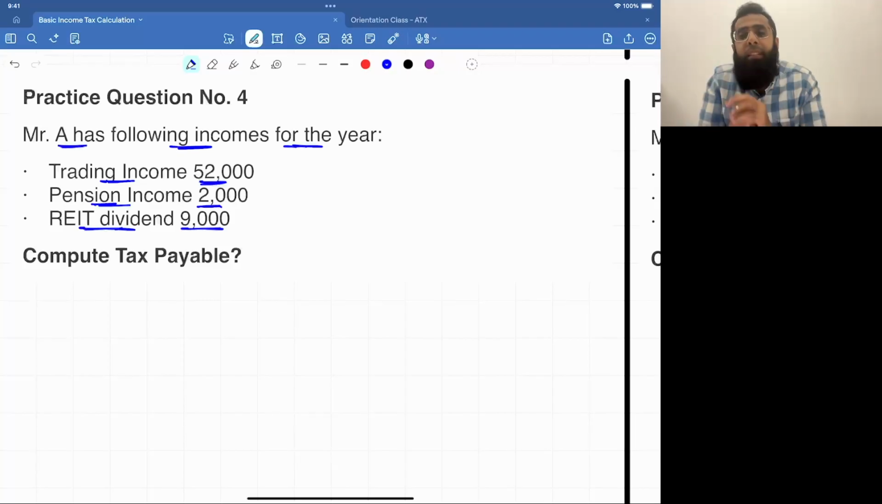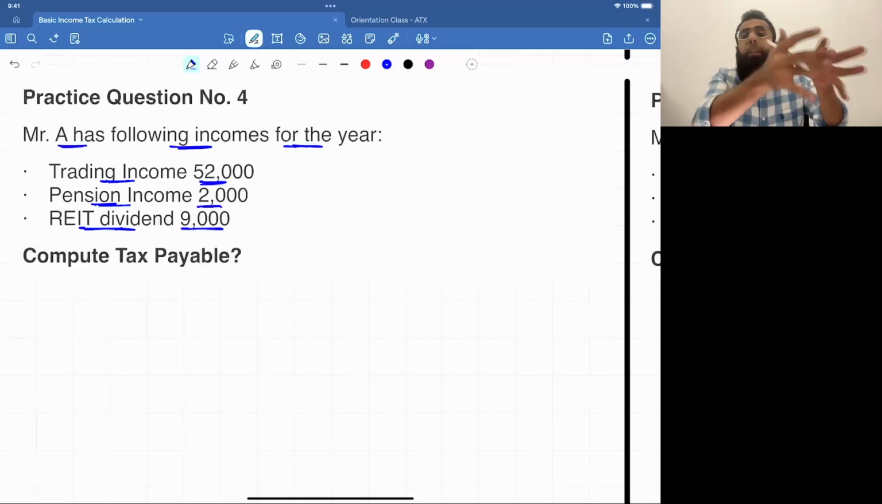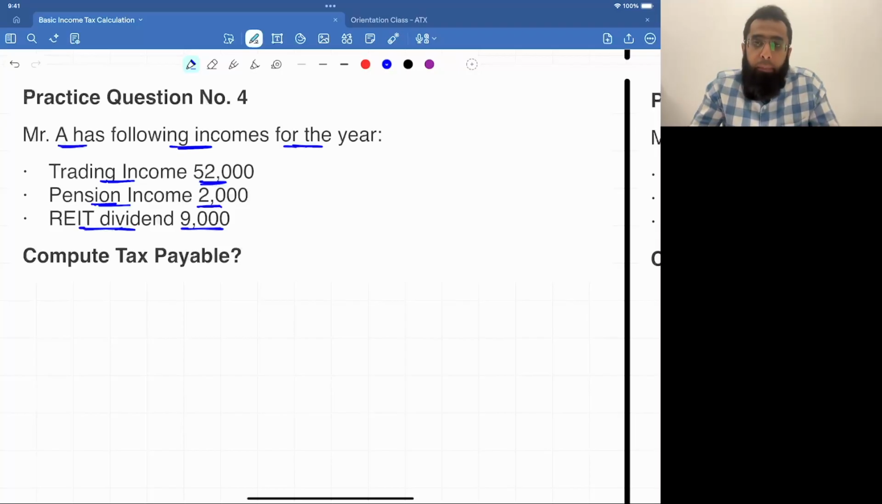See, the name written is dividend. But we will not tax it as a dividend. We will tax it as a non-saving income, because it is like property income, like rental income, because the real estate investment trust invests in the property market. Now this 9,000 is a net amount, always remember.